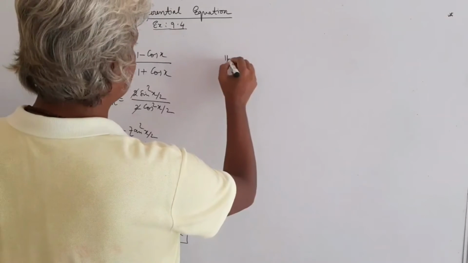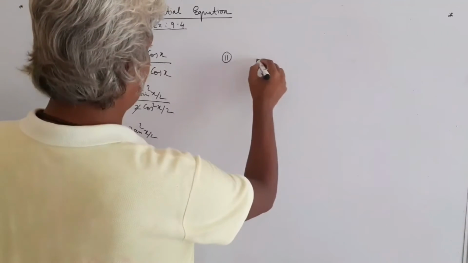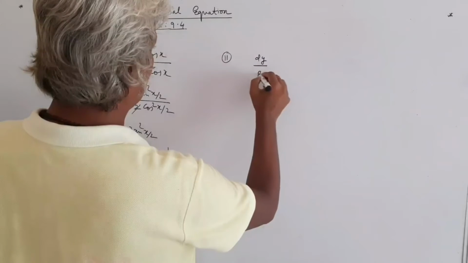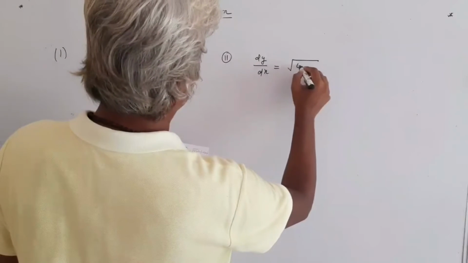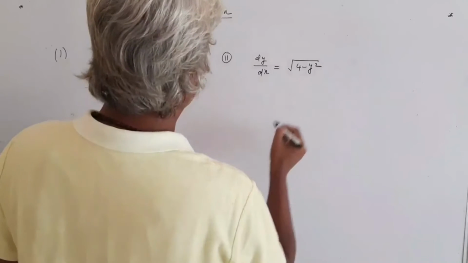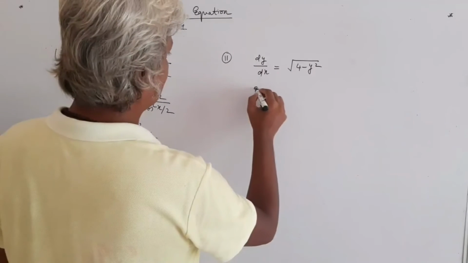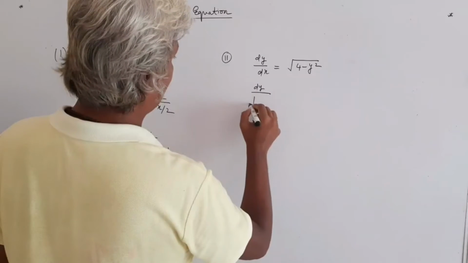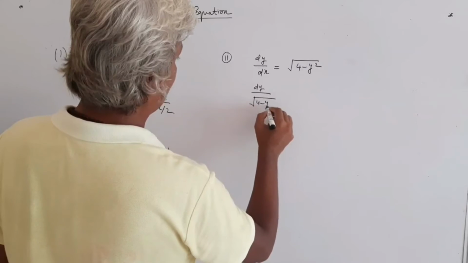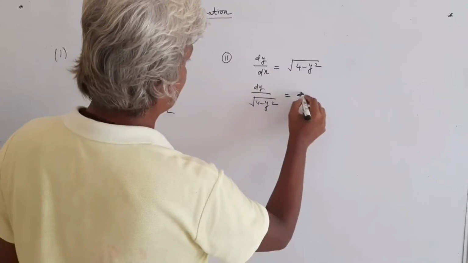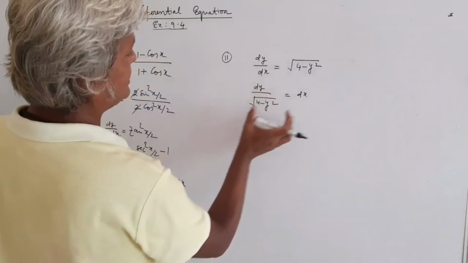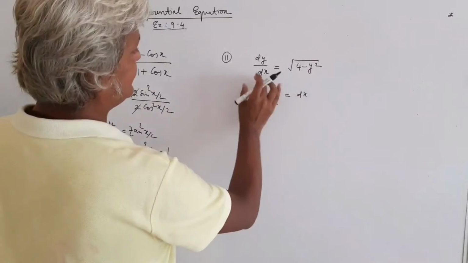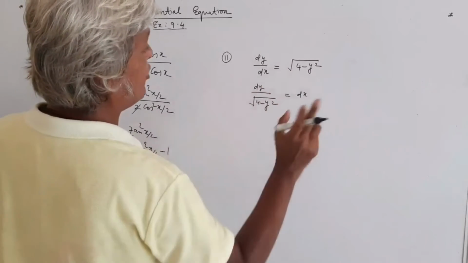Question number 2. dy over dx is under root 4 minus y square. So I write dy over under root 4 minus y square is dx. Because this whole is a function of y, it comes with dy, and there is nothing for dx, so I just take 1 as the function.